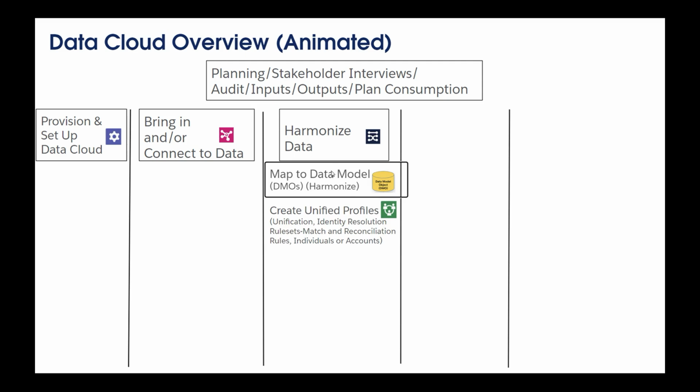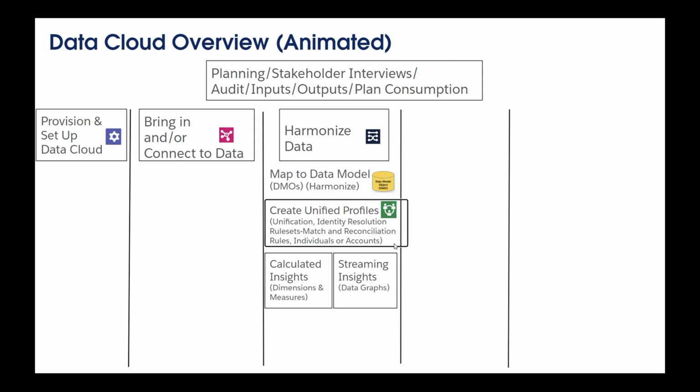So after we map the fields, then we go on to the next stage, which has several names. We call it unification or identity resolution, and the result of it is creating these unified profiles. And the tools that we use to do all of this are called rule sets, which are made up of 2 parts, the match rules and the reconciliation rules. And this can be done on both individuals and on accounts. As you start to learn about Data Cloud, a lot of it talks about doing all of this on the individual, but it is also possible to do it at the account level.